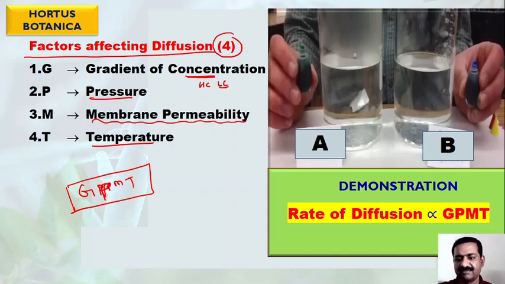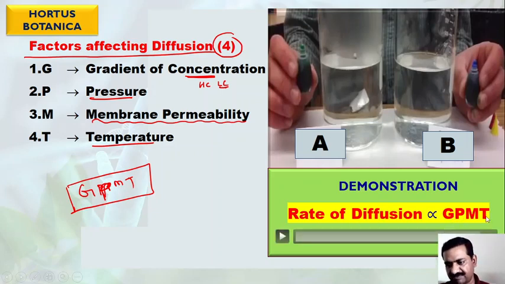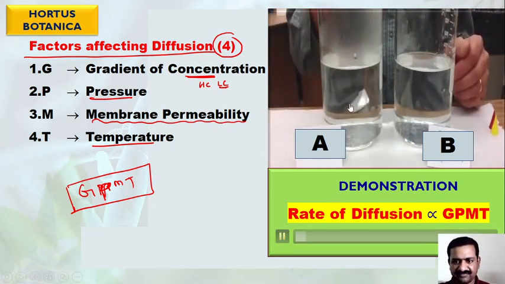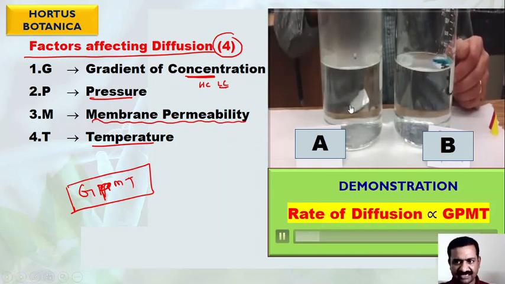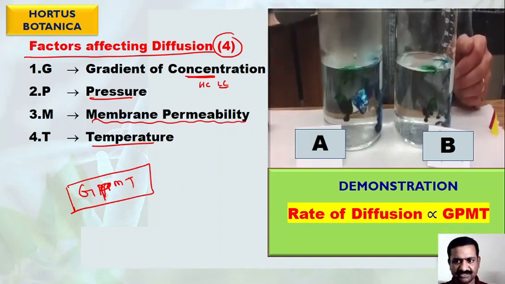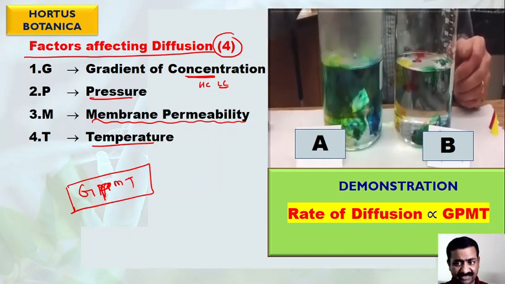Okay, so have a look at the diffusion here. I am showing you, the rate of diffusion is directly proportional to GPMT. Always remember, we have 4 factors. See how we are talking about it. In one case I am talking about temperature. In the first case, we have used liquid here, and see the diffusion rate in B. Now in A we also put it, and see where the diffusion rate is high. See, A is diffusing very fast.